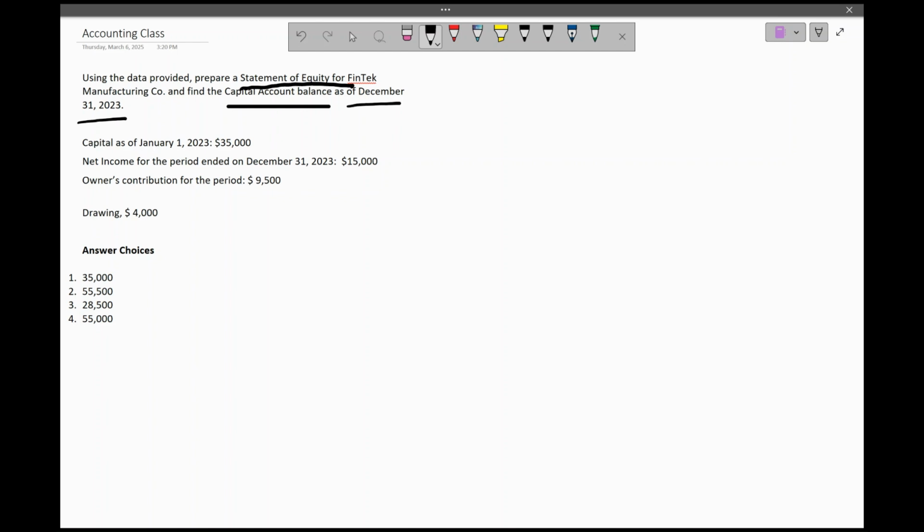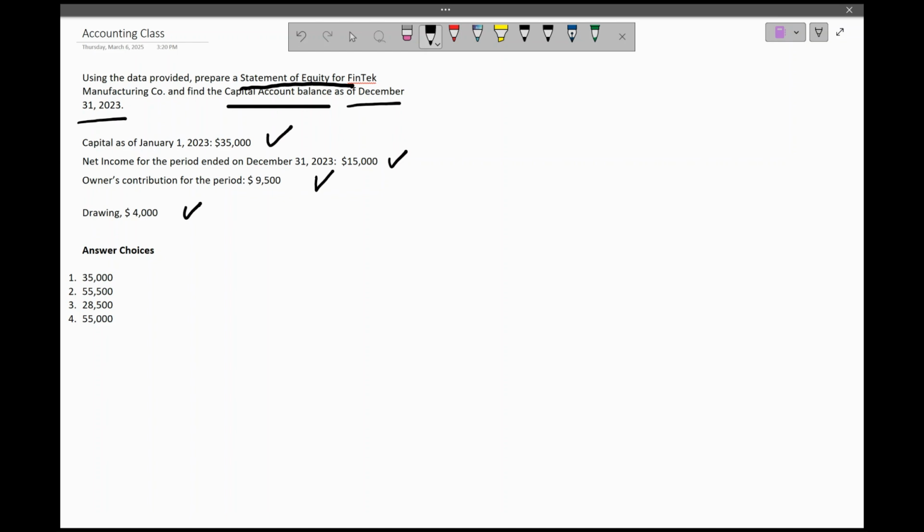To be able to prepare the financial statement of equity, we are given this data. We know the capital at the beginning of the period, January 1st. We know the company made a profit. We know the owner put more cash in the business, and also we know the owner took some money out. From that information, we're going to prepare the statement of equity.